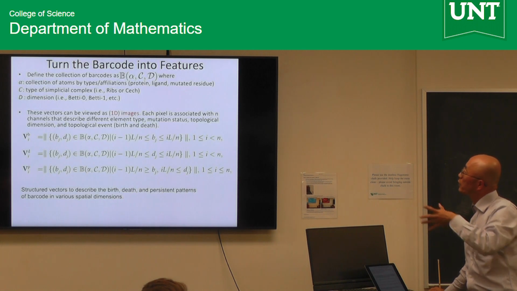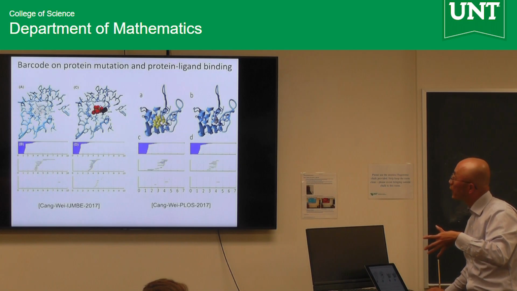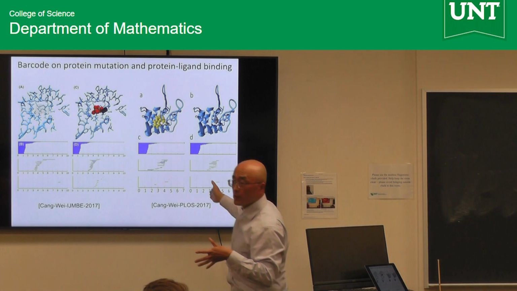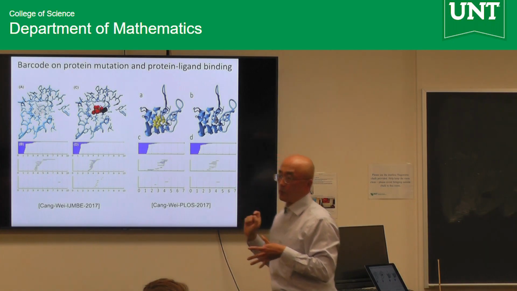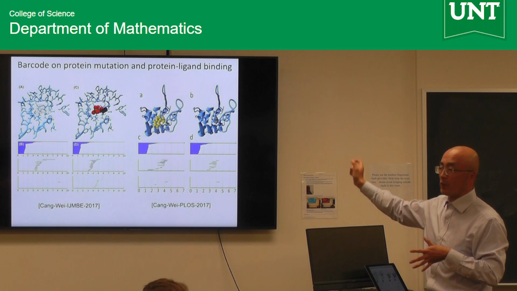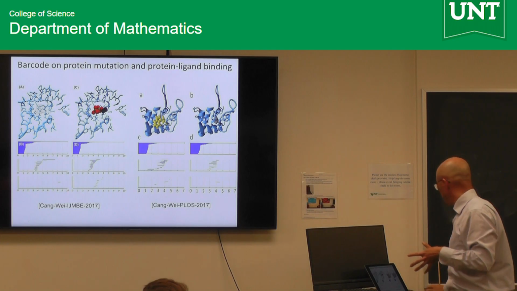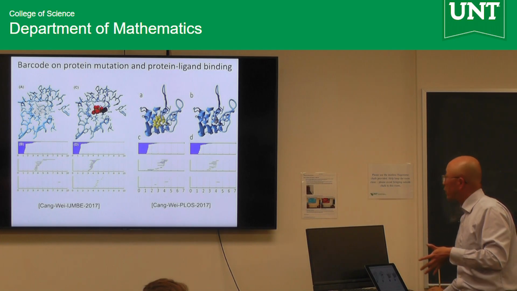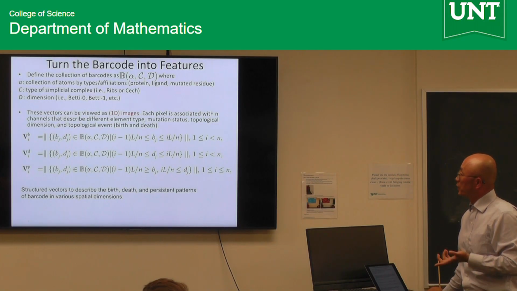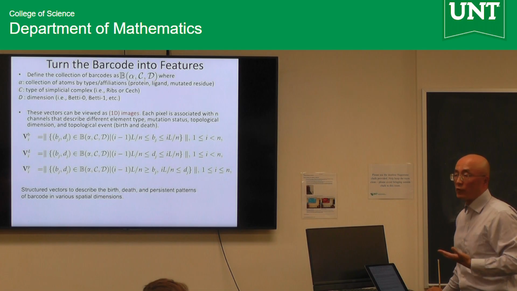And then you can convert the barcode to features. Basically, once you get these barcodes, you cut them into small pieces, and for each piece you calculate the number of topological invariants, Betti number 1, Betti number 2. And then in a certain way, you can convert it to 1D images. This is the topological feature.